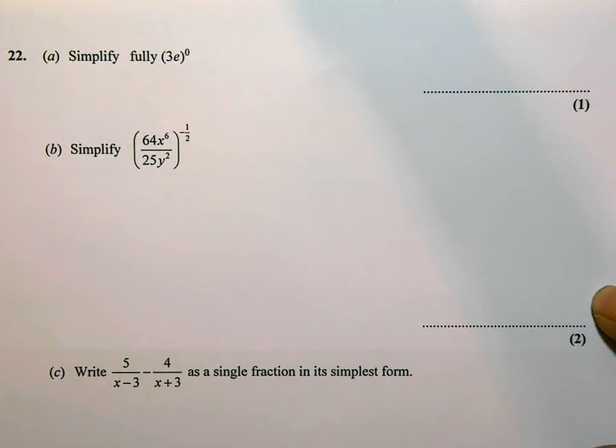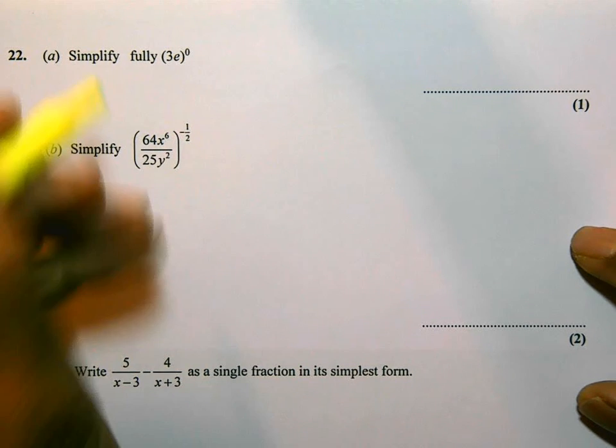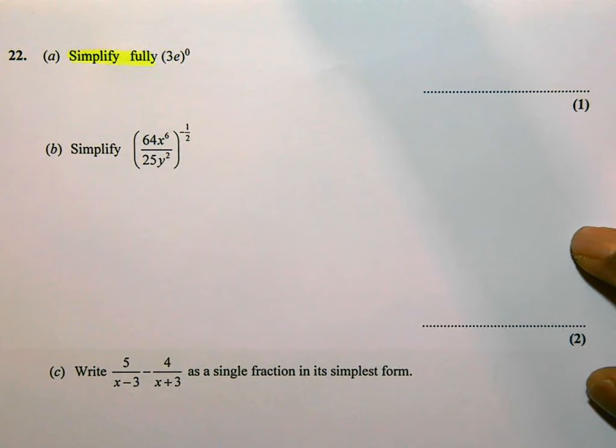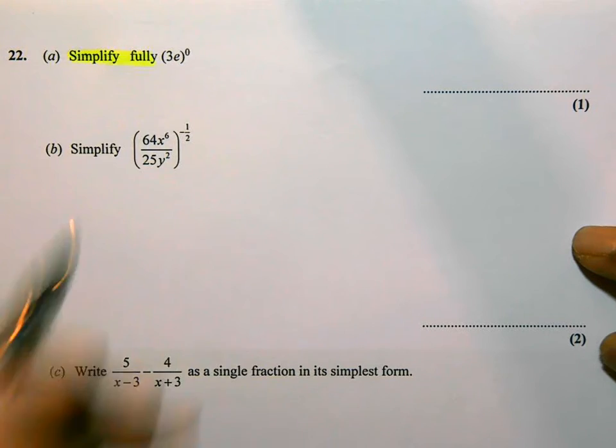This is question number 22 on the November 2014 non-calculator paper. So part A says simplify fully, and it's got 3e to the power of 0. So simplify fully, they want us to simplify it. If you look at how many marks are available, it's 1 mark.